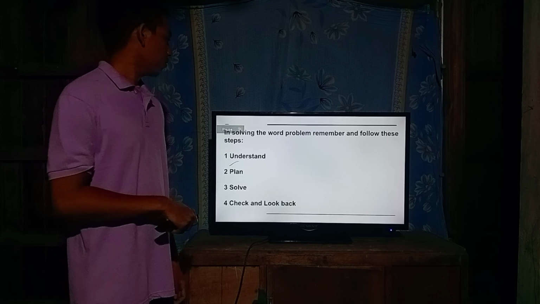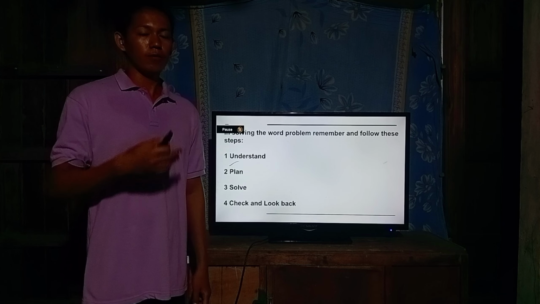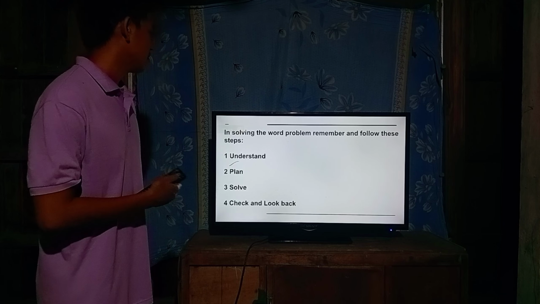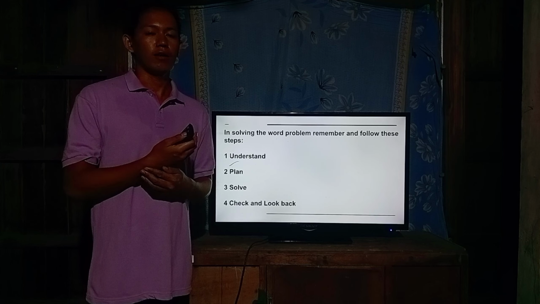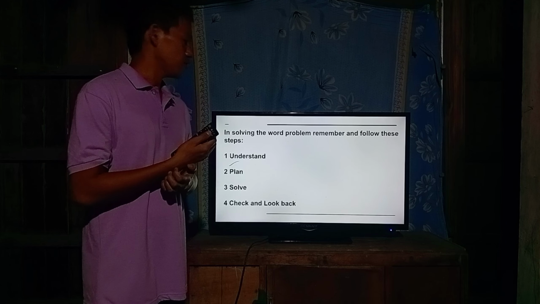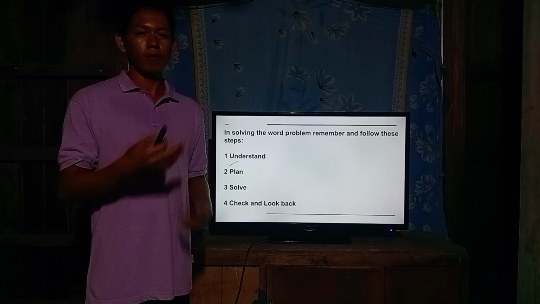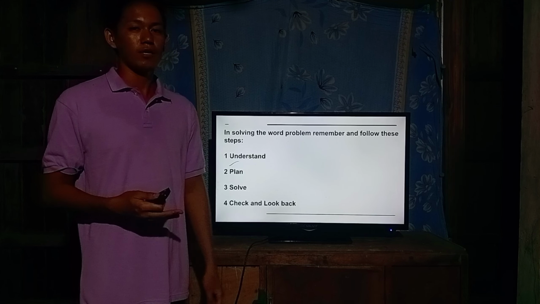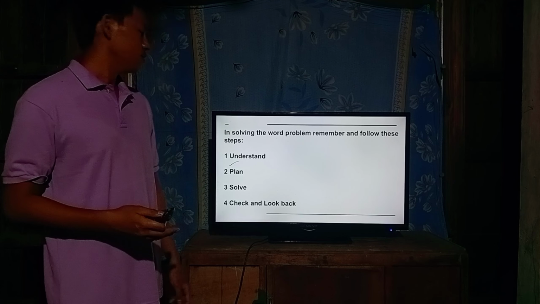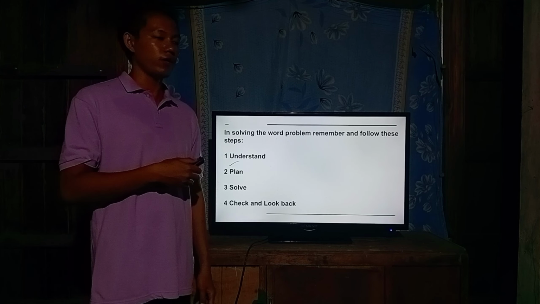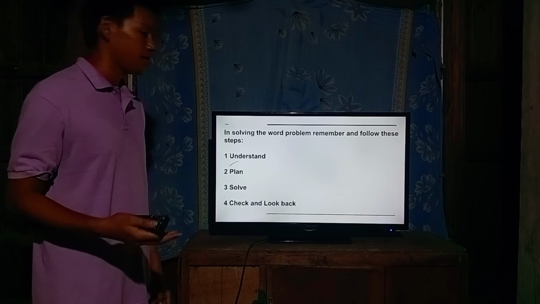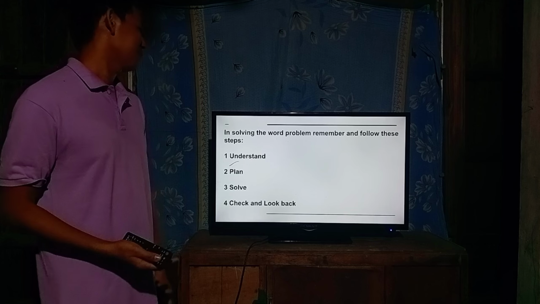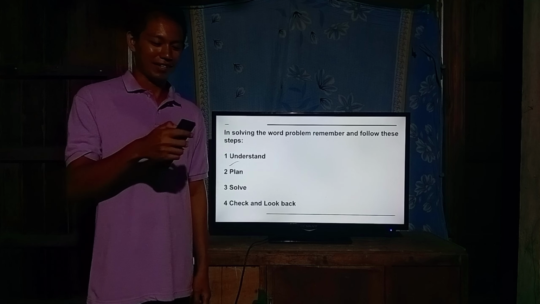So before we solve the problem, we must follow these steps. First is to understand the problem. Kaya nga naman, lisod na to isolve ang problem if wala ta mismo kasabot sa problem nga gihatag. Then, plan. So, before we proceed sa solve, dapat natay plano kung unsaon na to siya pag-solve. Then, ato na siyang isolve kung naa na tay plano. Then, check and look back.